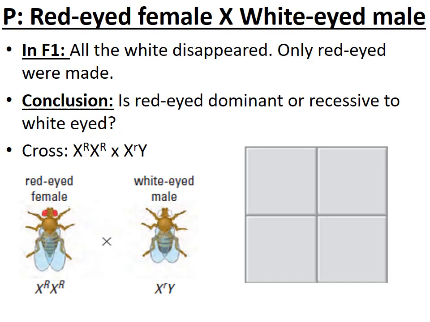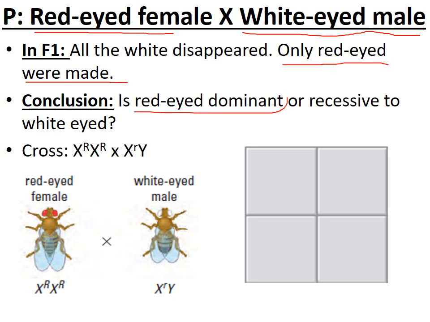So in the first experiment that Morgan did, he took a red-eyed female and crossed it with a white-eyed male, and he noticed that you only had red-eyed individuals produced. So from that, he was able to figure out that the white-eye trait disappeared and the red eye persisted, so that means that the red eye trait is dominant. So this is the cross he did. Now, he didn't know they were on sex chromosomes at the time, but I'm going to do the Punnett square as if they were on sex chromosomes.